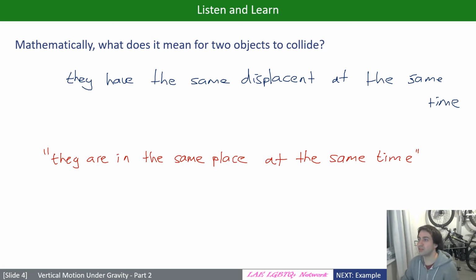So what that means in terms of Suvat equations is, if you have your s value, displacement, for one object and the s value for another object, and you can show that they're equal at some t value, some time value, then there's been a collision. Okay, cool. All right, so I think we're ready to tackle the example. I think that's been enough build up.